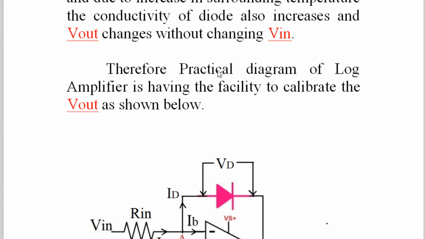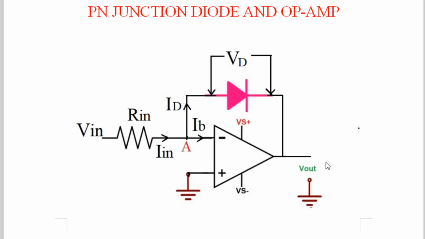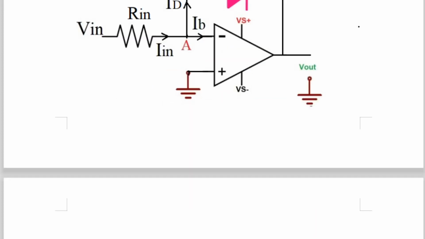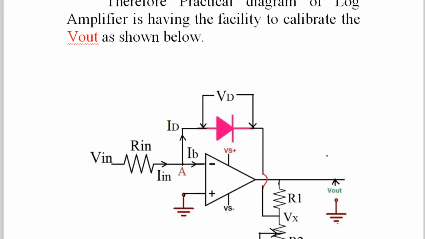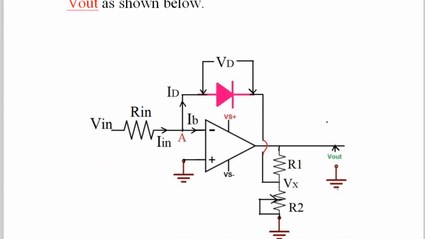Therefore, the practical diagram of a log amplifier has the facility to calibrate the Vout, as shown below. In this ideal case we cannot calibrate the Vout, but in the case of the practical log amplifier we can.